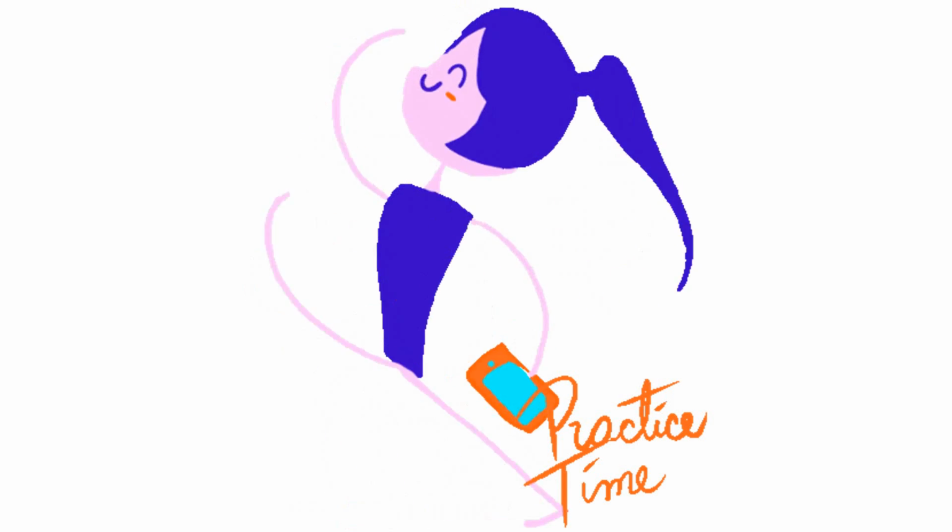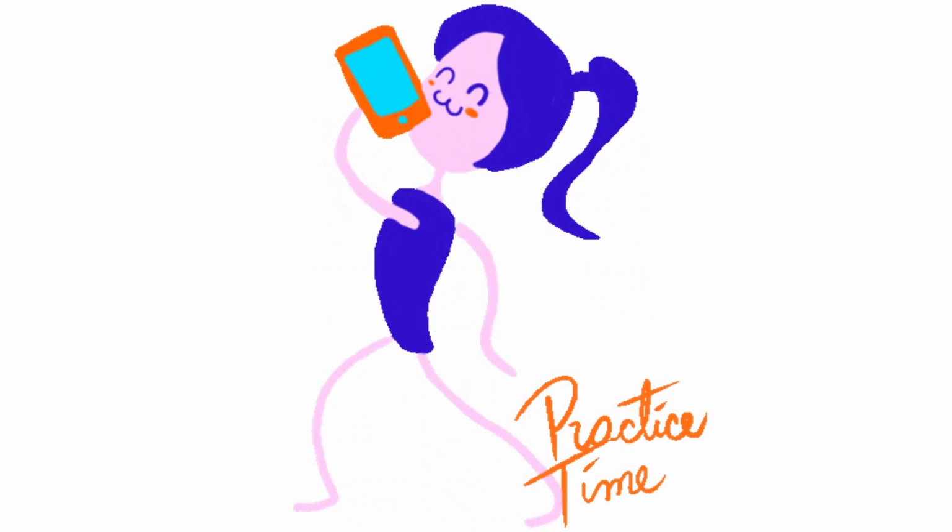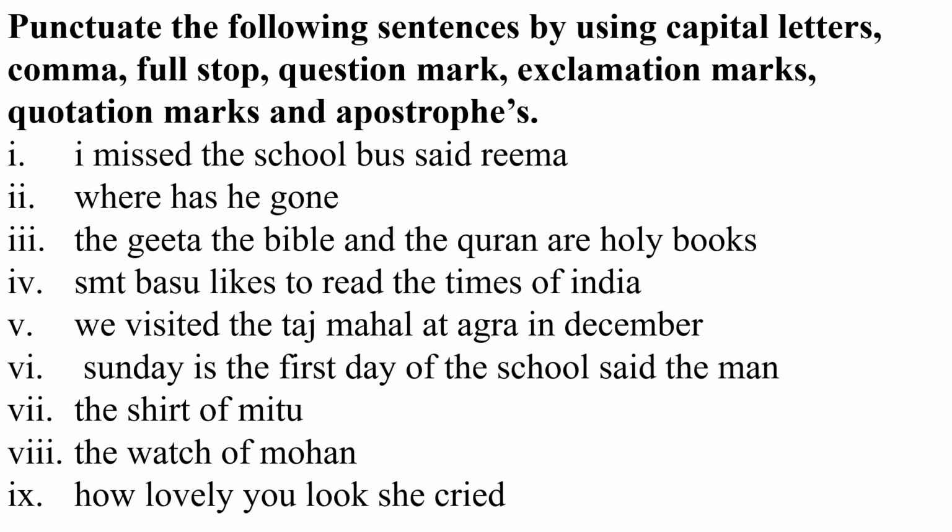Now, move to practice time to make your doubts clear. Punctuate the following sentences by using capital letters, comma, full stop, question mark, exclamation mark, quotation mark and apostrophe s.